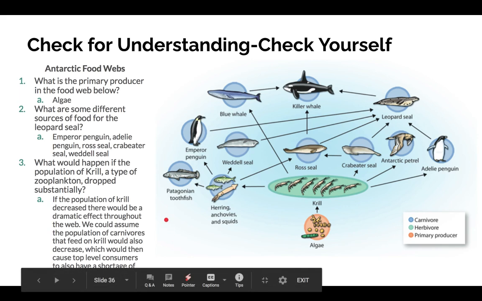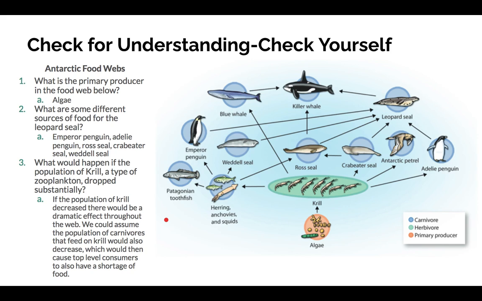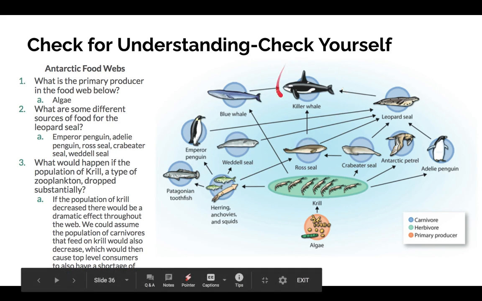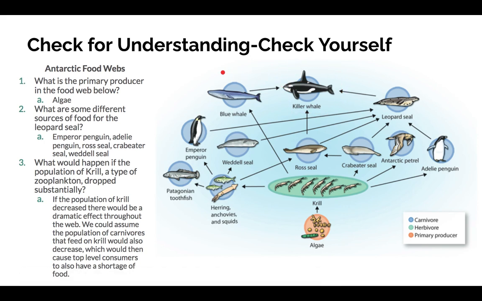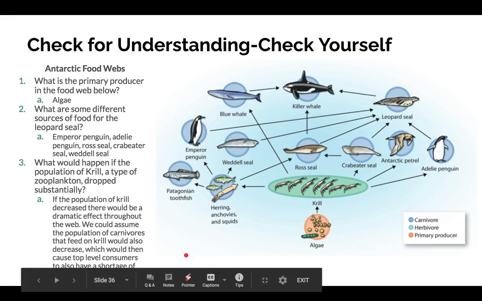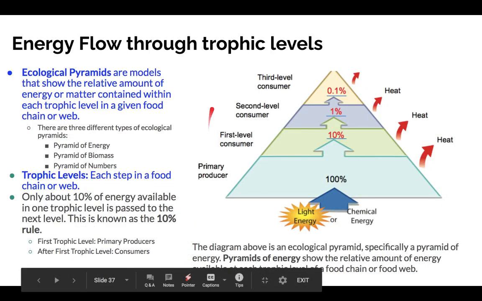So if krill drops substantially, this would not only affect your first level consumers or after, this would affect all the way up to the killer whale, right? Because every single step within that food web depends on one step below it, and so on and so forth. So that would also cause top level consumers to have a food shortage as well.